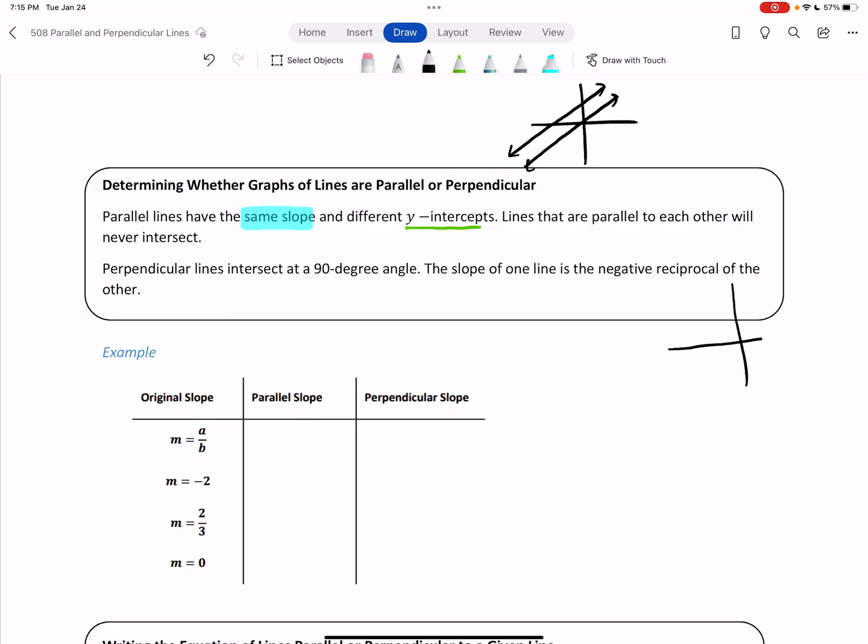On the other hand, perpendicular lines meet at a right angle. So what you might notice about perpendicular lines is that one is going up and the other is going down. So they have slopes which are negative, meaning one is positive and one is negative, and reciprocals. Reciprocal is where you flip it over. So if you have a number like 1/4, the reciprocal would be 4. If you have a number like 5/6, the reciprocal would be 6/5.